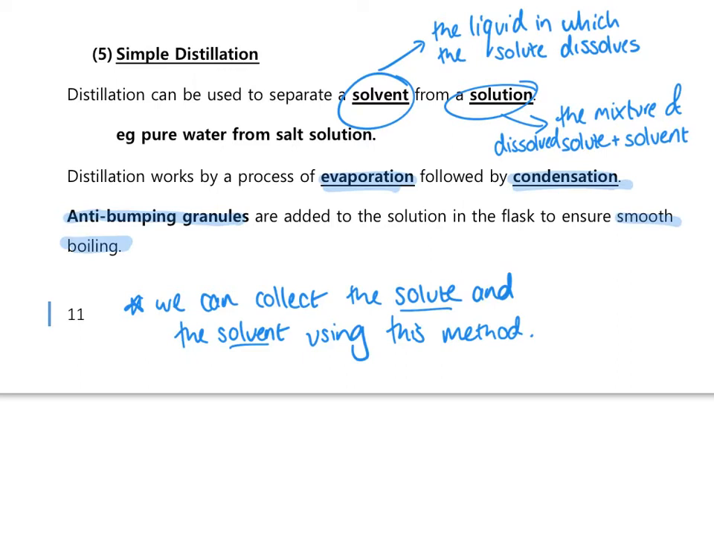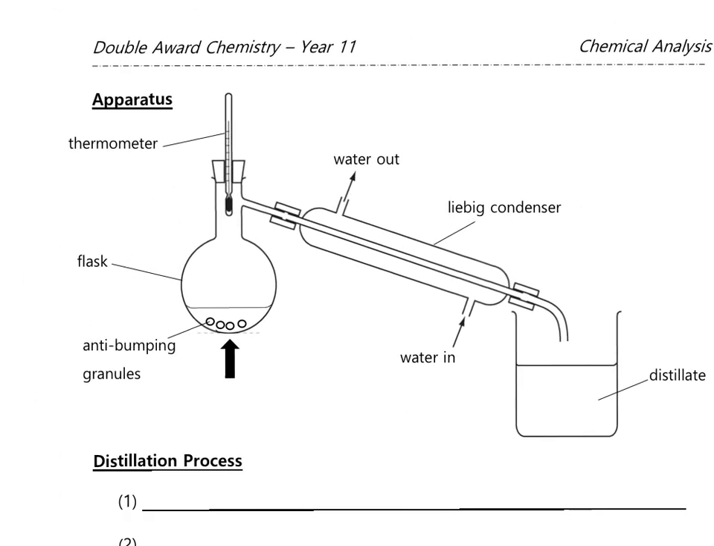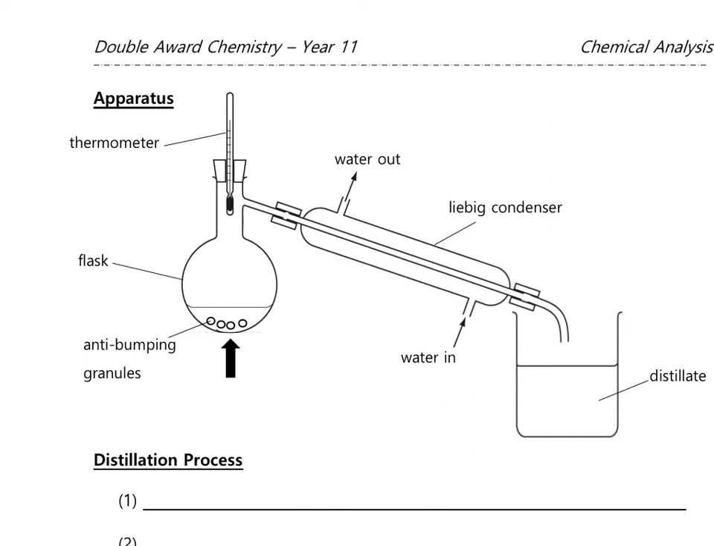So let's have a look at the apparatus. So over on page 12 you can see the apparatus, and we'll just zoom in so that you can see it. It's all been labelled for you, so you don't need to do that. Again, hopefully this is something that you are familiar with. You can see here in our round bottom flask on the left hand side we have our solution to be separated. So say for example we were separating salty water, we would put that into our round bottom flask along with some anti-bumping granules to make sure it didn't boil too vigorously.